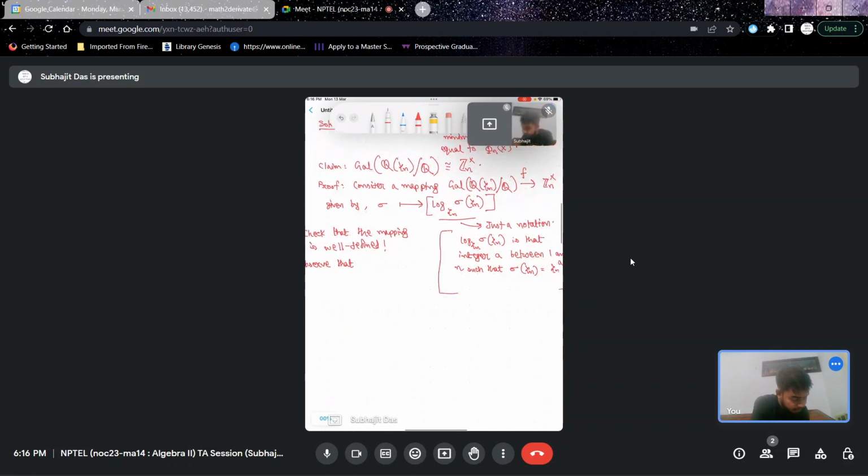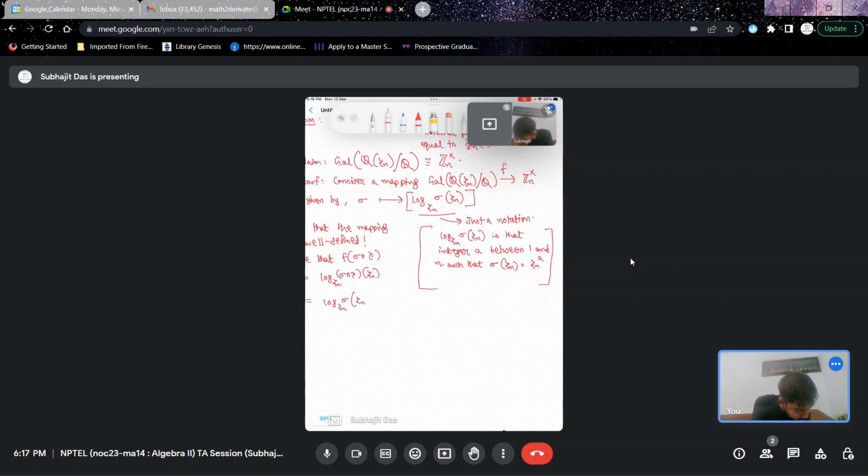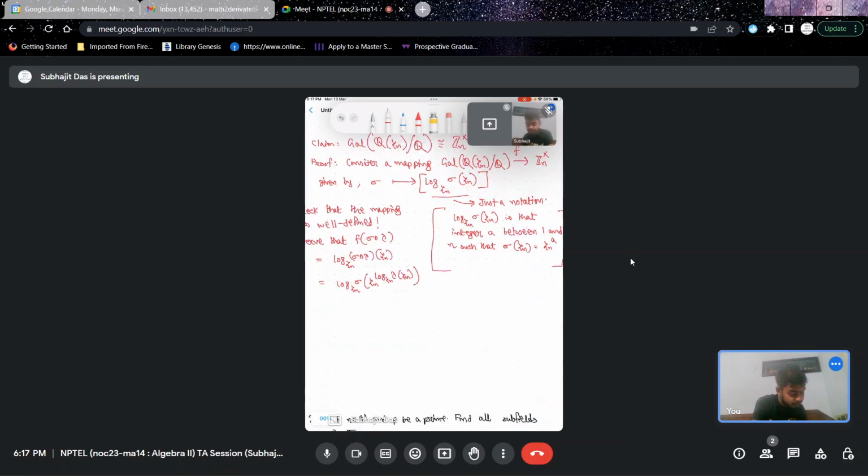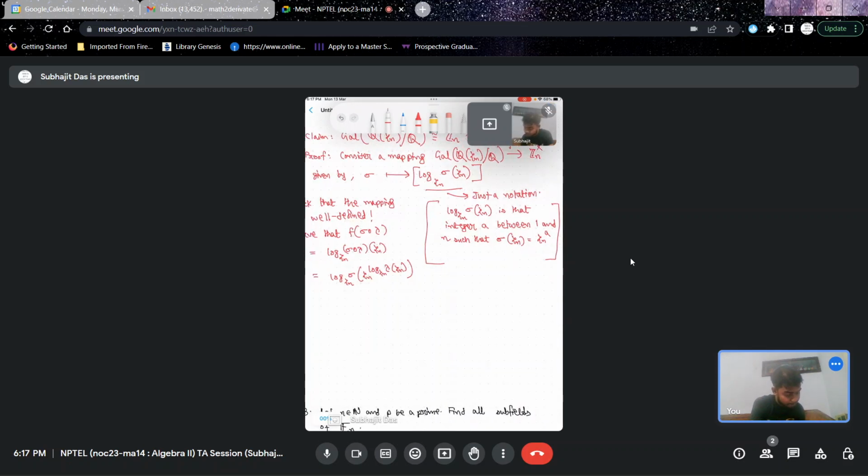So we observe that F of sigma composed with tau is just log ζn of sigma composed with tau of ζn, which is log ζn of sigma of tau of ζn. What is tau of ζn? Tau of ζn is precisely ζn power log ζn of tau of ζn. I hope that you are with me right now. ζn power log ζn of tau means that this is that integer such that tau of ζn is ζn power that integer. So this makes sense. So now this is log of ζn of sigma of ζn power something. So, oops, sorry.